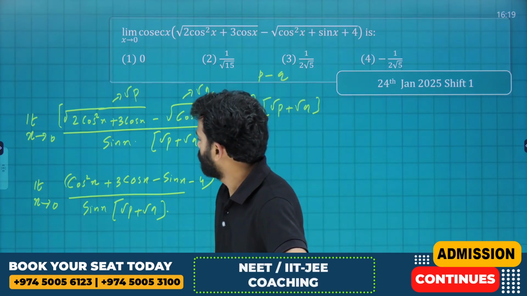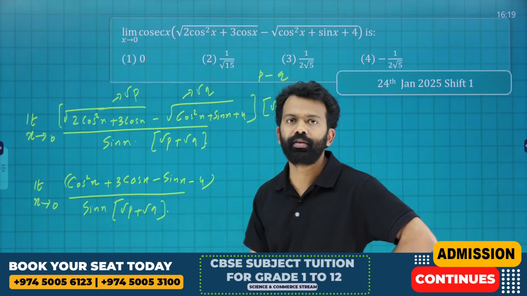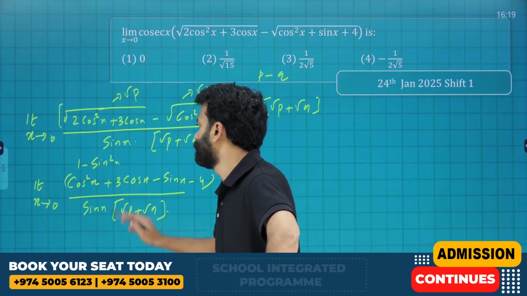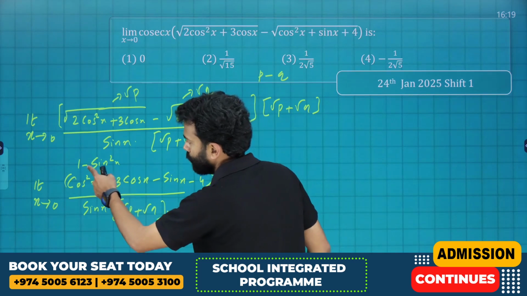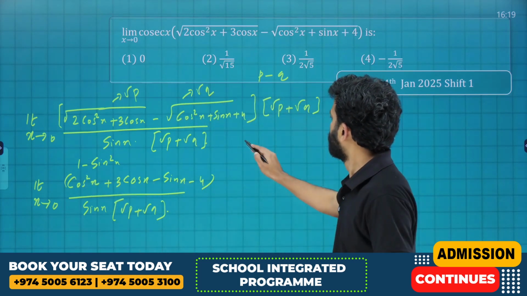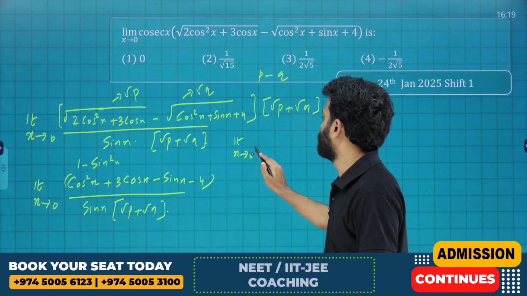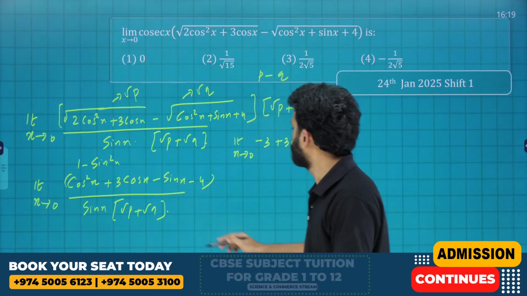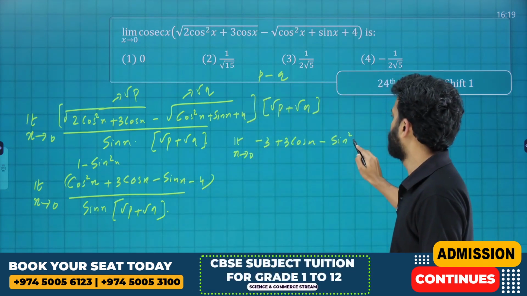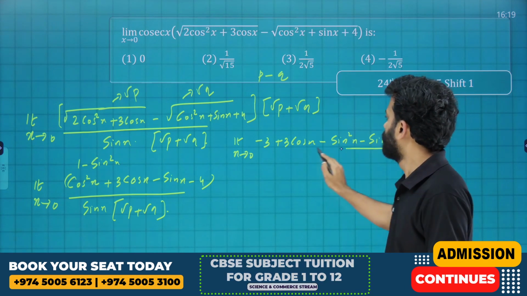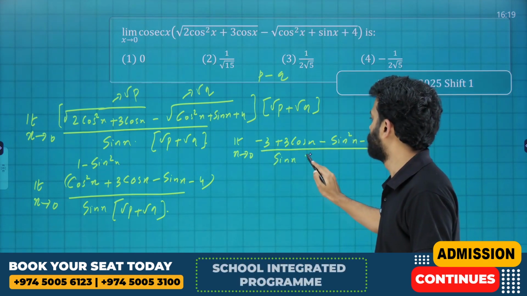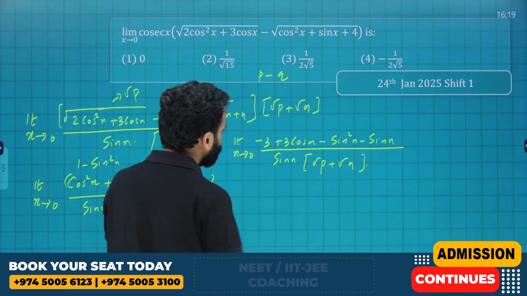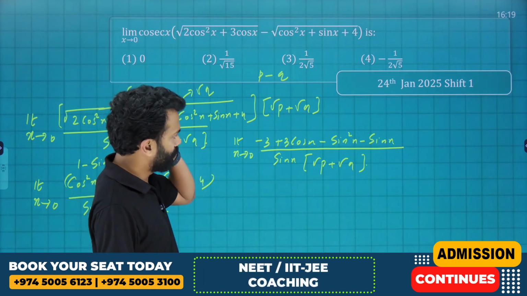Therefore, here we have cos square x. And what is cos square x? Cos square x is 1 minus sin square x. We can write it like that and then simplify this. What is 1 minus 4? That is minus 3. So it will be limit x tends to 0 of minus 3 plus 3 cos x minus sin square x minus sin x, divided by sin x into root of p plus root of q. So how are you going to take it from here? Let's try something.